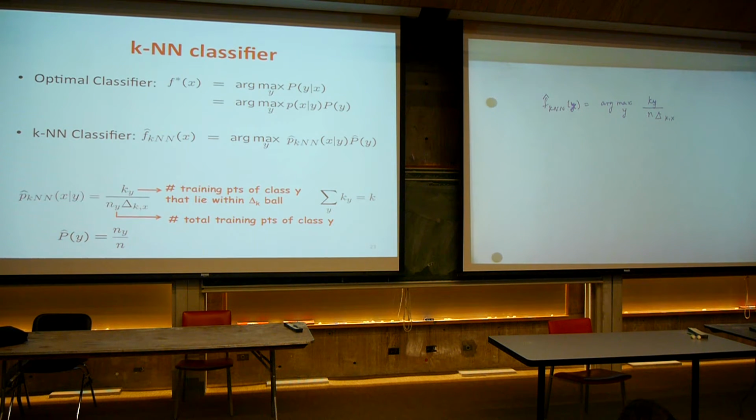What's the solution of this? We are saying which value of y maximizes this expression. I can just ignore the denominator, right? That doesn't depend on y at all. Because we are not saying what is the maximum value, we are saying which y maximizes it, right? So all we care about, this expression just becomes argmax over y of ky, right?